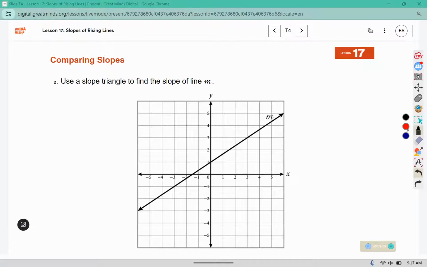Here, we're looking for where it crosses in the corners of the boxes. So here's a spot, and here's a spot. This one goes up 2 and over 3. And again, we do the elevator, then we walk over to our room. So the slope of this one is also 2/3, even though it doesn't cross the y-axis in the same spot.